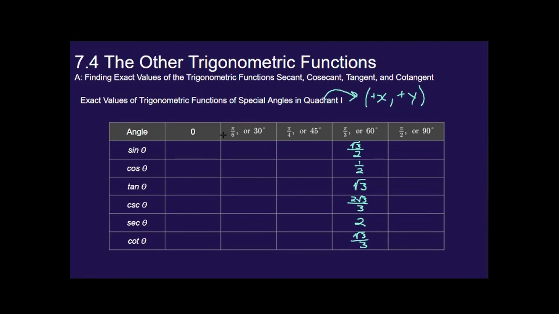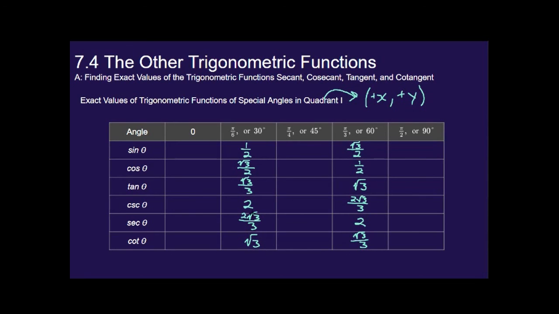So let's go ahead and fill in the rest of this table and see how you guys did. Our second example was pi over 6, so let's go ahead and fill those in. The sine of pi over 6 is 1/2. The cosine is square root of 3 over 2. Tangent is square root of 3 over 3. Cosecant is 2. Secant is 2 square root of 3 over 3, and cotangent is square root of 3.